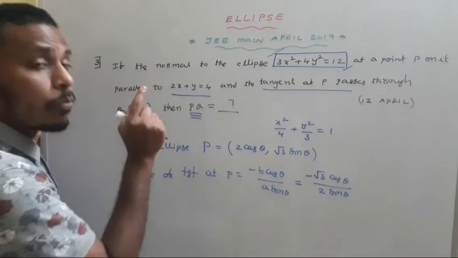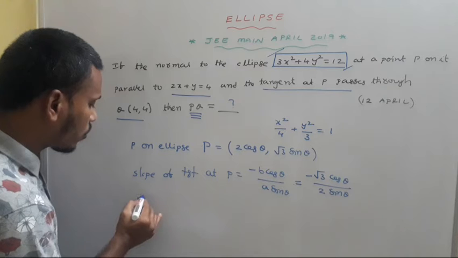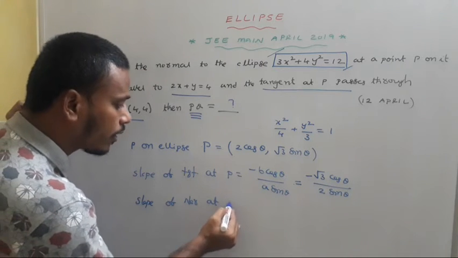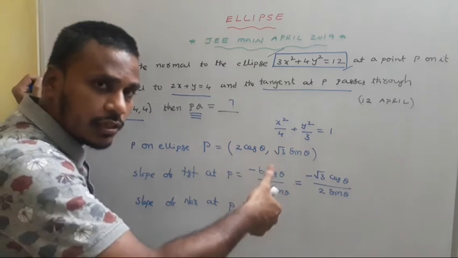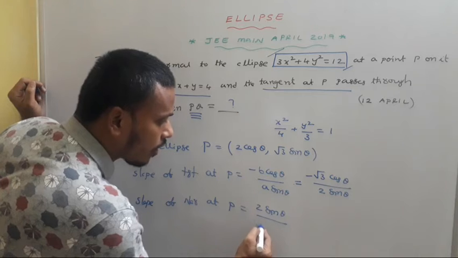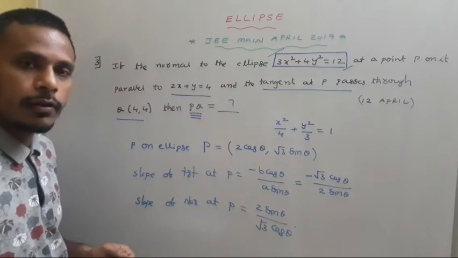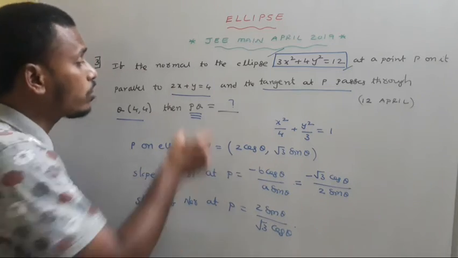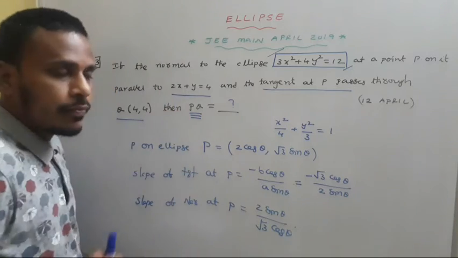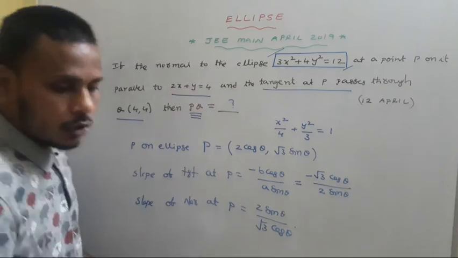Okay. Now I need the slope of normal because the normal is parallel to 2x plus y is equal to 4. So what do you say about the slope of normal? Slope of normal at P is equal to, as we know, interchange it and multiply with a minus sign, because slope of normal and slope of tangent are perpendicular, right? So 2 sin theta by root 3 cos theta is the slope of normal. And now since the normal is parallel to this line, this slope is equal to the slope of this line. What is the slope of this line? Minus 2, right? So we need to equate these two.